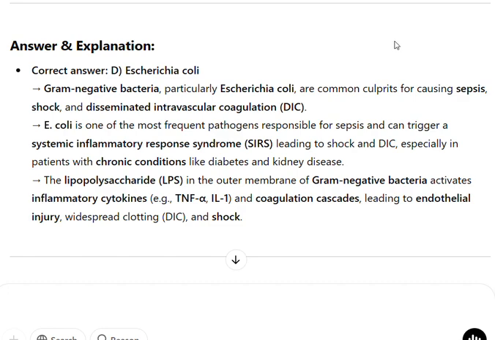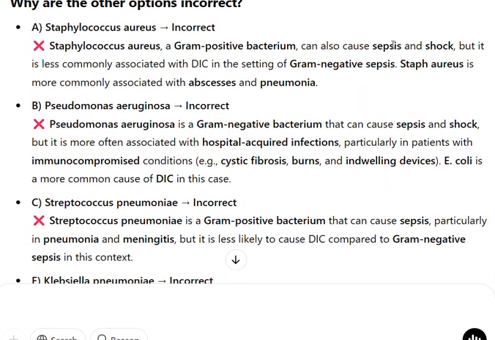Why are the other options incorrect? A. Staphylococcus aureus, incorrect. Staphylococcus aureus, a gram-positive bacterium, can also cause sepsis and shock, but it is less commonly associated with DIC in the setting of gram-negative sepsis. Staph aureus is more commonly associated with abscesses and pneumonia.